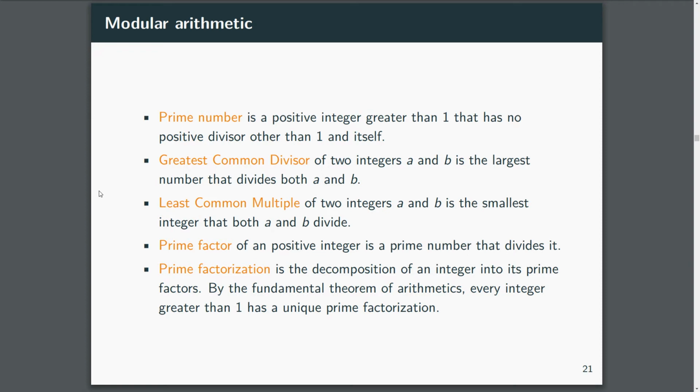Some useful functions and ideas. Prime numbers, they are positive integers greater than 1 that have no positive divisors other than 1 and itself. And we have the GCD and the LCM functions. So the greatest common divisor of two integers a and b is the largest number which divides both of them. And the least common multiple of two integers a and b is the smallest integer that both a and b divide.